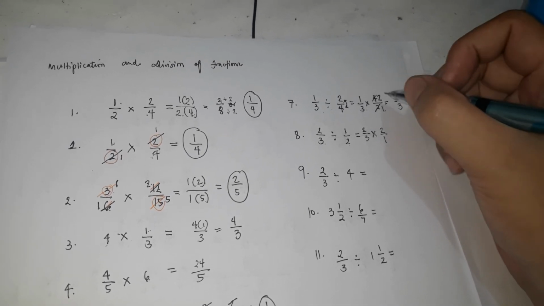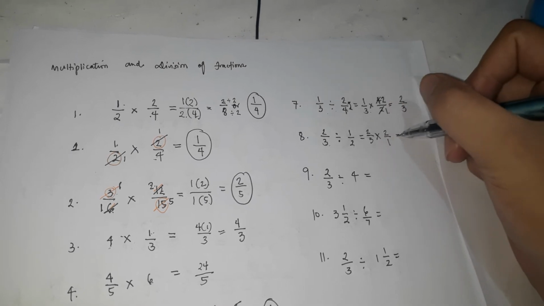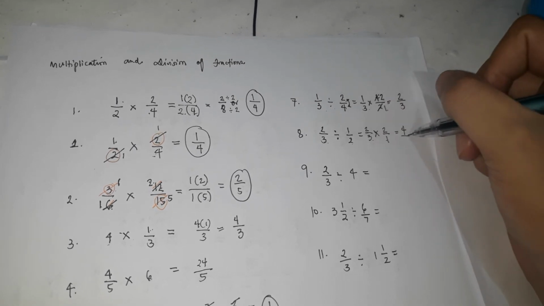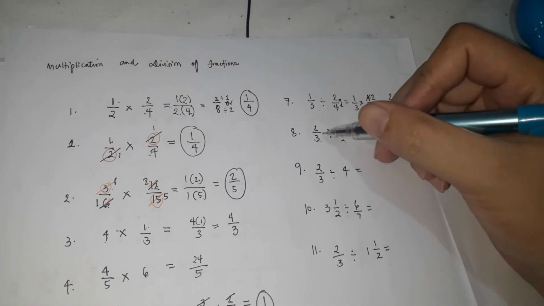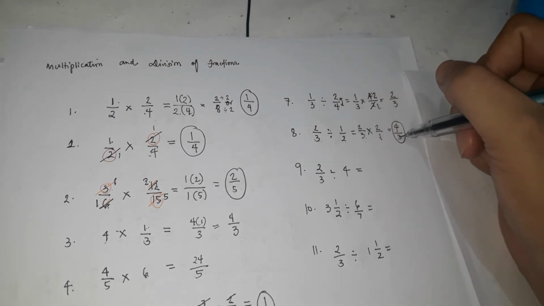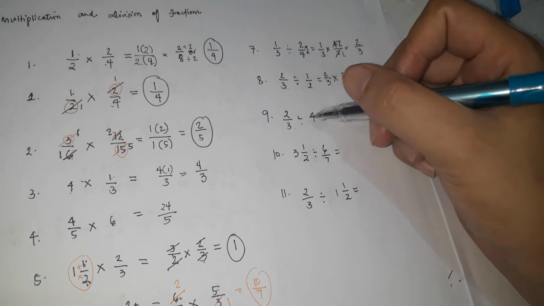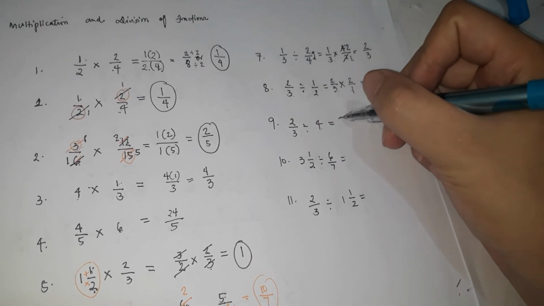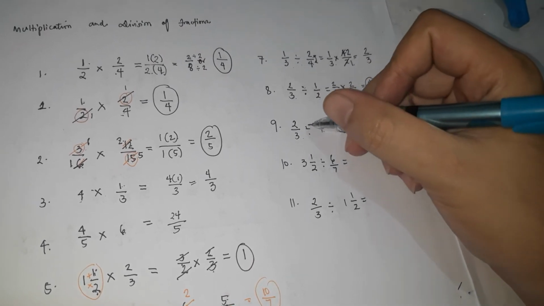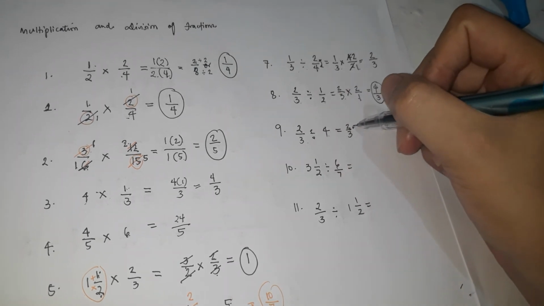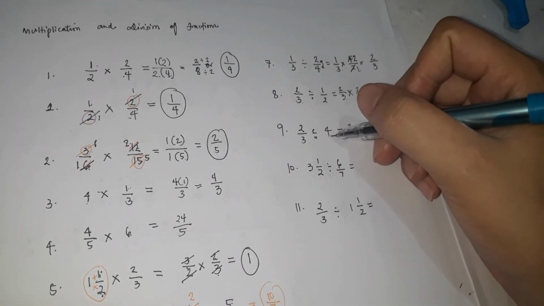So, multiplication na diretso. 2 times 2, 4. 3 times 1, 3. So, 4/3. 2/3 divided by 1/2 is 4 over 3. Next, 2/3 divided by 4. So, copy mo ng 2/3. Ang division magiging times. So, paano mo itong baliktarin?